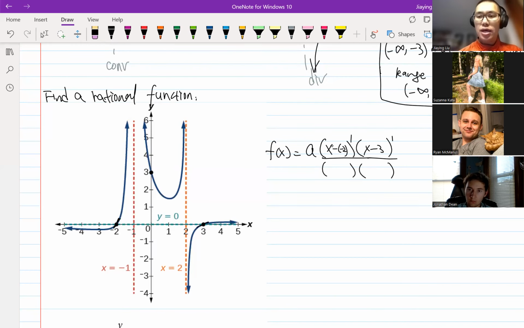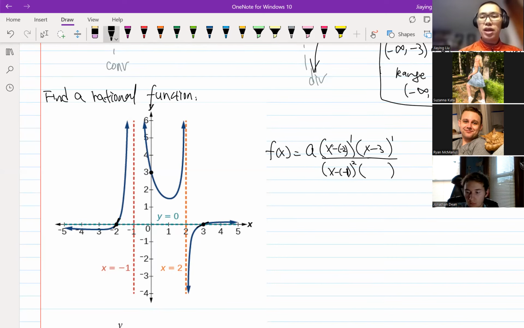Okay. And let's look at the denominator, which will be based on the vertical asymptotes. So we have one at x equals -1, so that's going to be x minus -1. And it looks like that's going to be a convergent vertical asymptote, because they're both arrows going up. So that means it's going to have an exponent of 2, perhaps an exponent of 4, right?